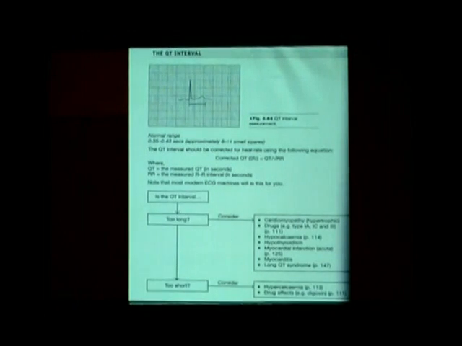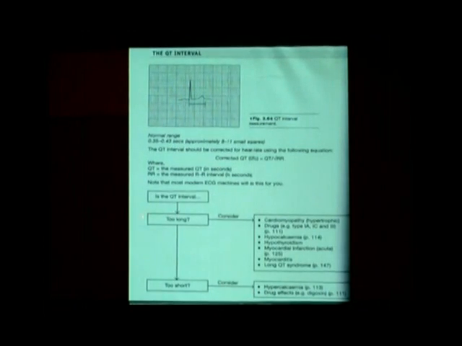Then of course the entire thing, the QT interval. The QT interval represents the entire depolarization and repolarization. The normal QT interval should always be corrected to the heart rate. That's why it is called QTc. The measured QT interval divided by the square root of the RR interval gives you Bazett's formula. So this is the corrected QT interval.